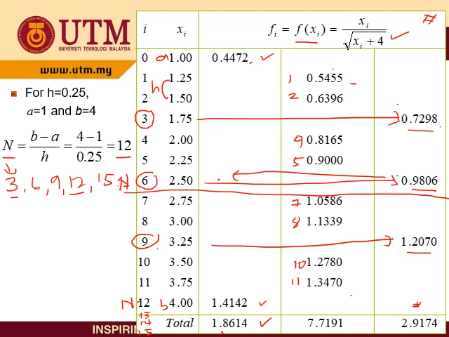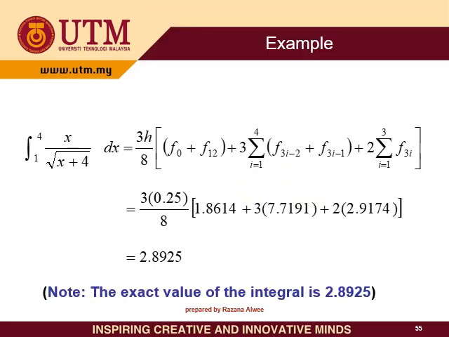Then you sum it up. This is the easy part, where you just put it into the equation. So we have our 3h over 8. You put your h here. This one is your a and b, the first and the last.